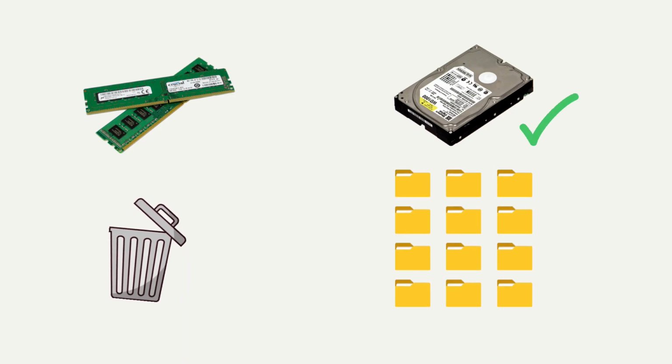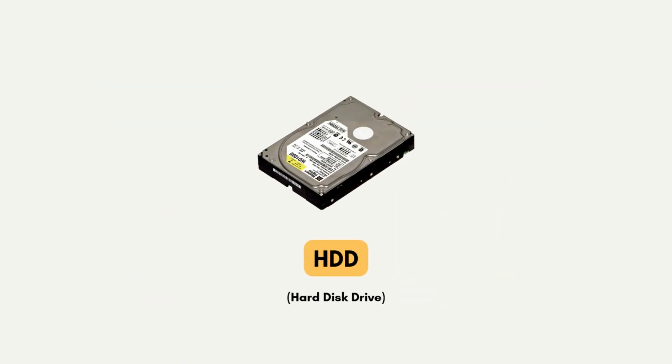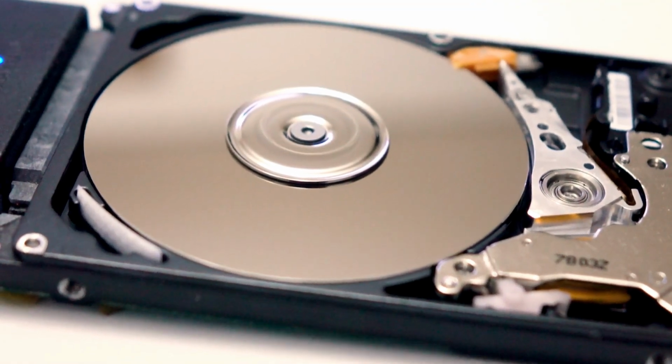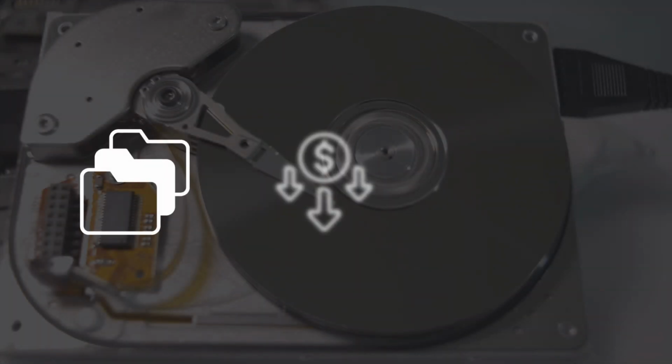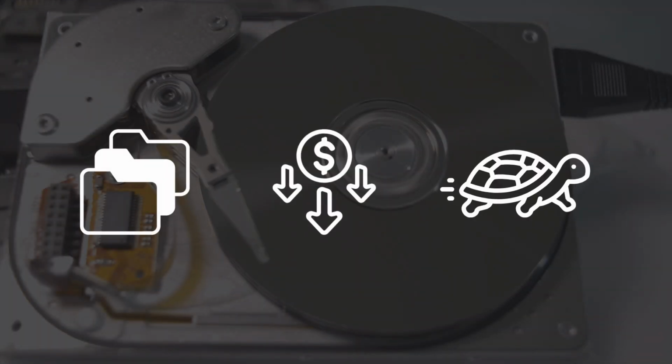The traditional option is the hard disk drive, HDD. It uses spinning magnetic disks and a small mechanical arm to read and write data. HDDs can hold large amounts of data for a low price, but they're slower because of their moving parts.